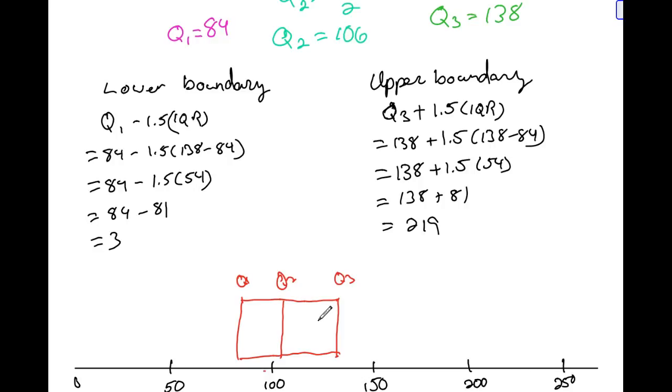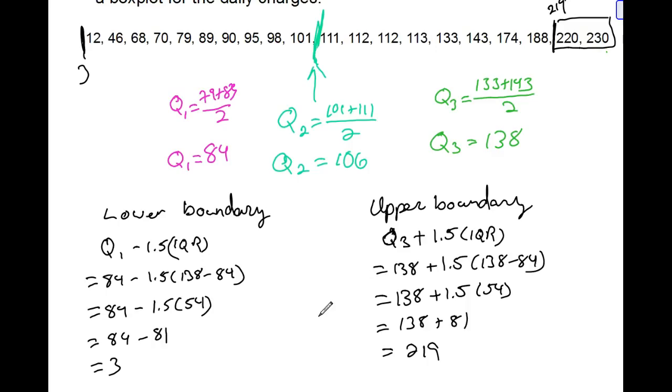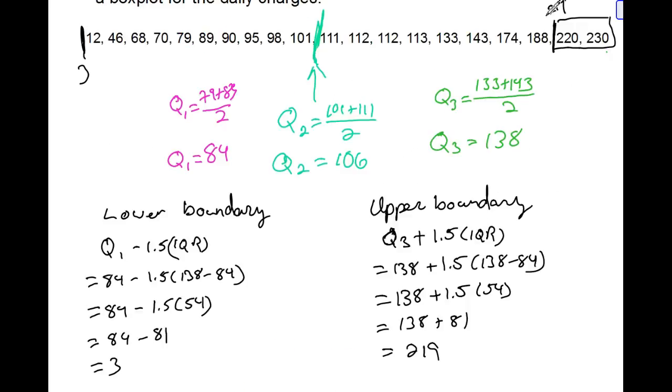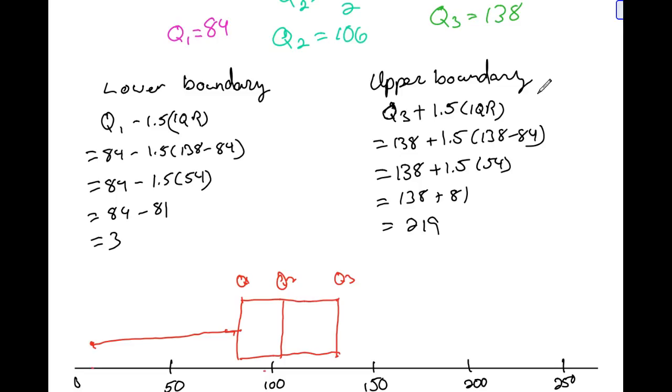Now what we call whiskers are formed by our boundaries and the numbers just inside the boundaries. So notice here's our lower boundary, and the number just inside the lower boundary is 12. So we're going to come here to about 12, put a dot, and we're going to draw a line from that dot to the box. We're going to do the same thing with the number just below our upper boundary, which is 188. So I'm going to come here to about 188 and draw another whisker. So I have a box and 2 whiskers.